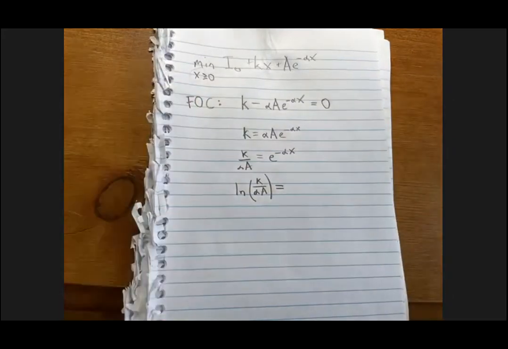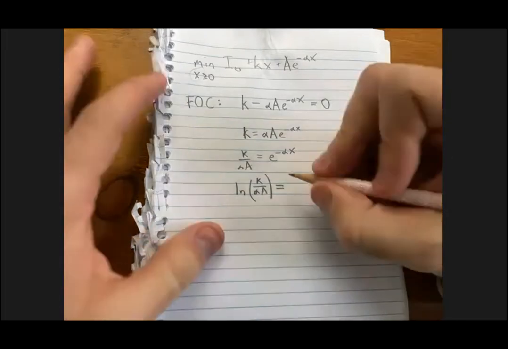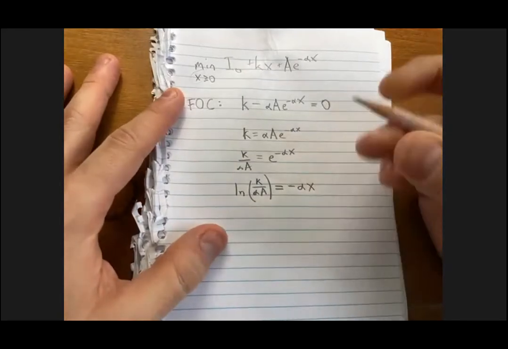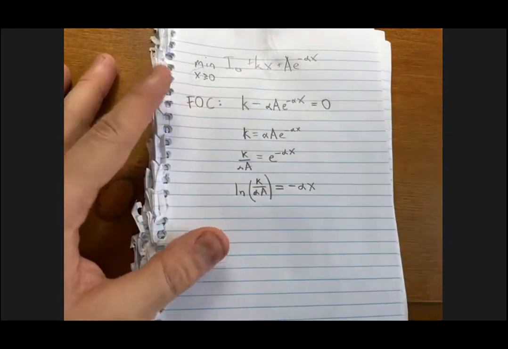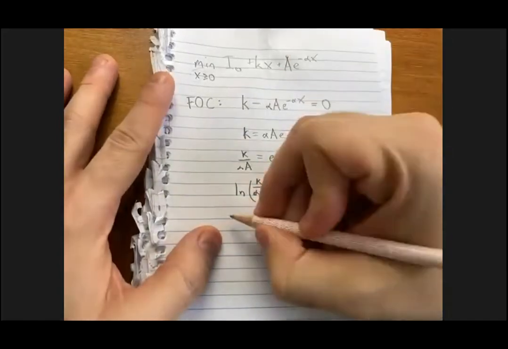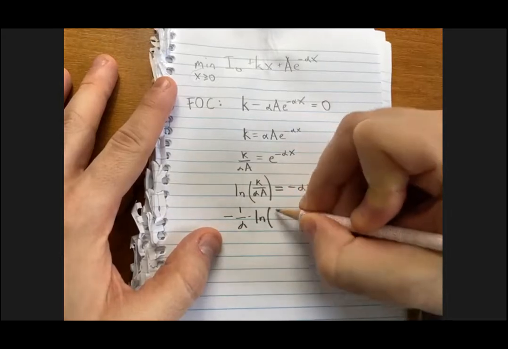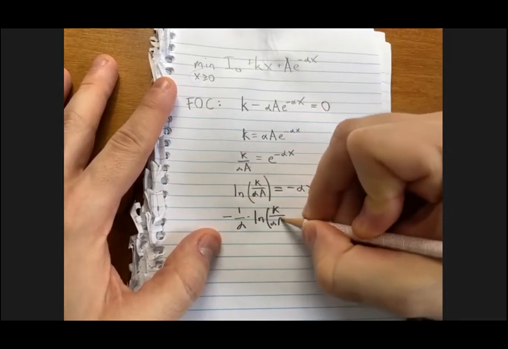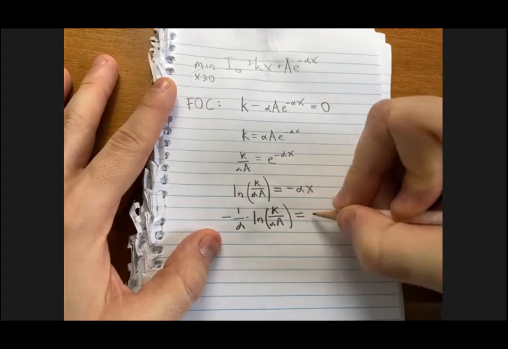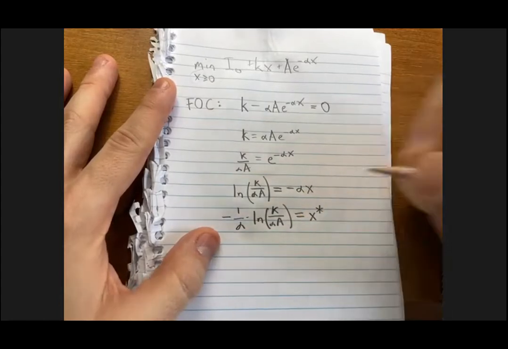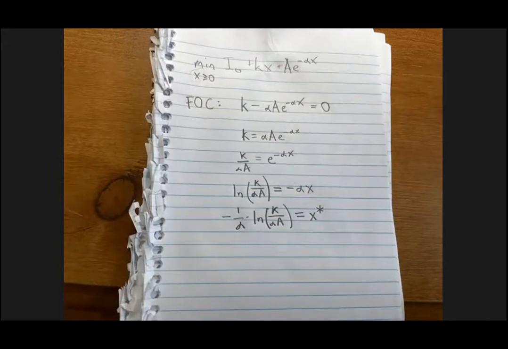The natural log of e of something is just the something. Those are inverse operations, and so they cancel each other out. Natural log of e to the negative alpha x is just negative alpha x. Now let's divide both sides by alpha. Negative 1 over alpha times natural log K. And I'm going to put a little star there to indicate that we're done.